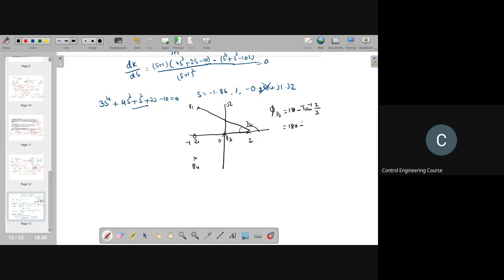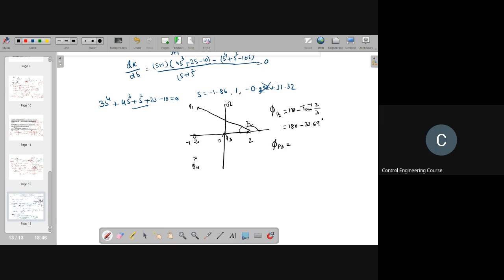180 from 33 point, please check again this one, 33.69 degrees. Then 5P3.